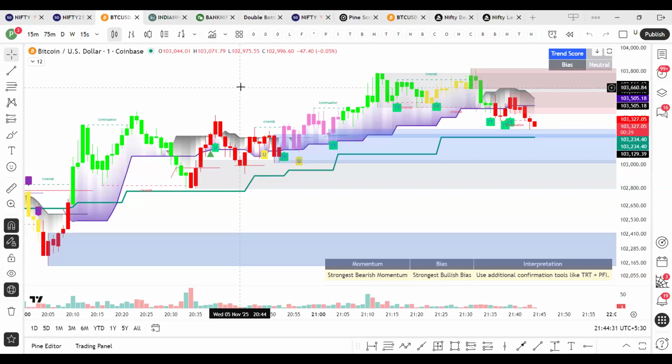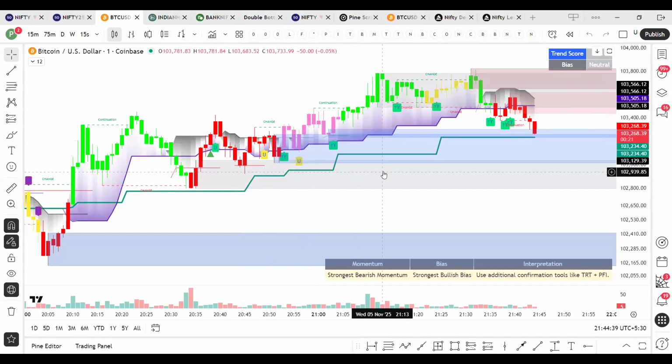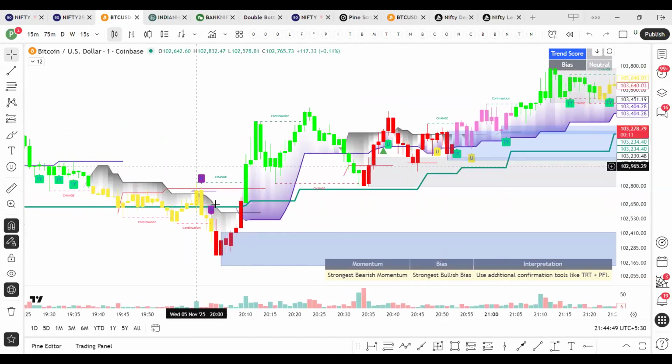Sir, what is the meaning of these letters you have written on these red and green signals? I'm going to explain these signals during the course, but when they are below the candle, they are buy signals. When they are above the candle, they are sell signals.